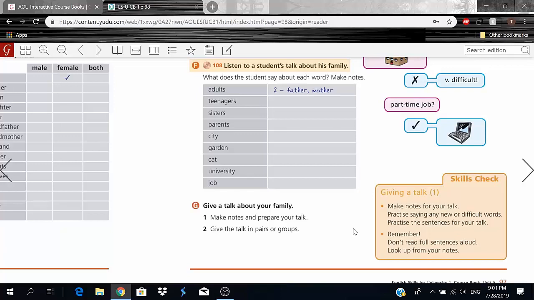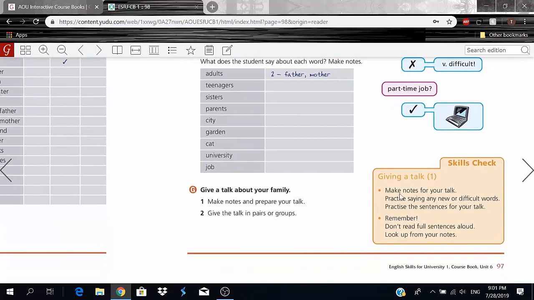Let me give you a piece of advice when making notes to prepare for a talk, or if you're going to speak to someone, whether to a group of people publicly or if it's simply an assignment. And it's actually written here as well. So we have make notes for your talk. Practice saying any new or difficult words, and practice the sentences for your talk. And please remember this, this is very important. Don't read full sentences aloud and look up from your notes.